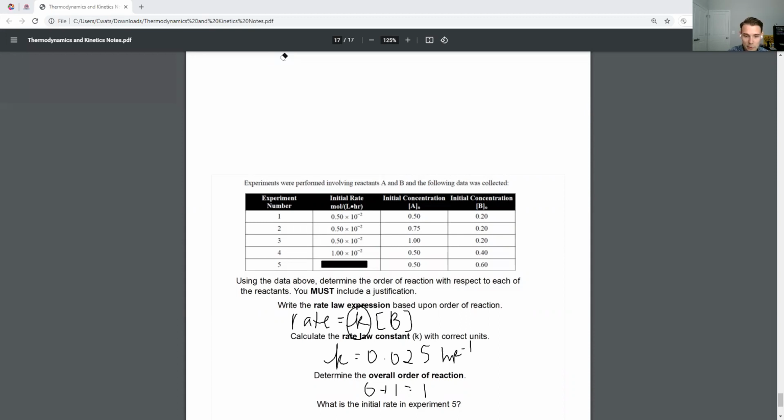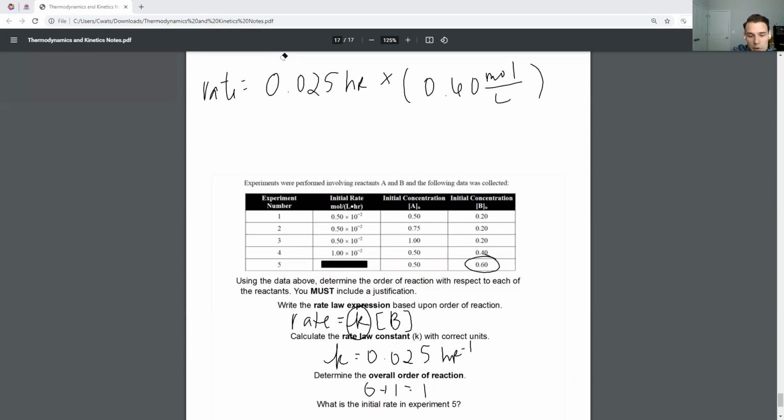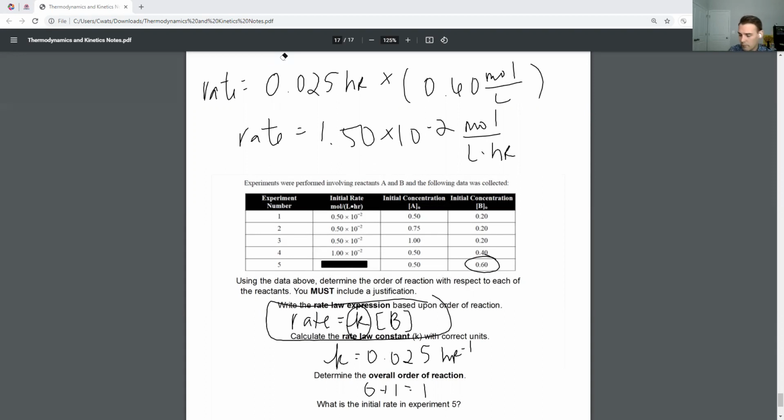And then the last kind of question you could see, I've got that black box there. What is underneath that black box? Well, we don't know what the rate is, but we know that our K is 0.025 inverse hours times the concentration of B. Okay, we were just using this equation and plugging in what we do and do not know. And so the rate is 1.50 times 10 to the negative second moles per liter times hour. And that's it. That's all we're doing with this kinetic stuff.